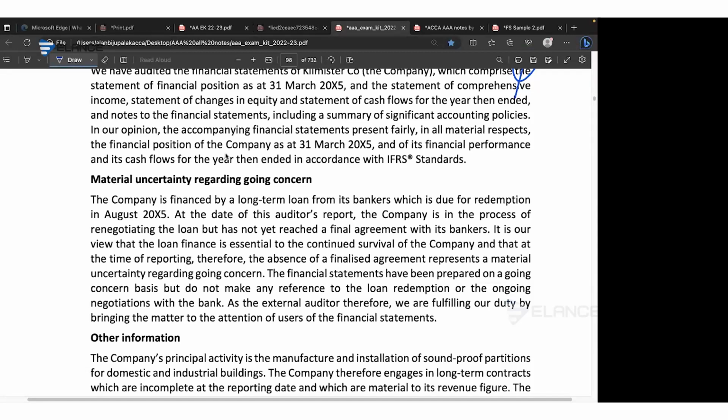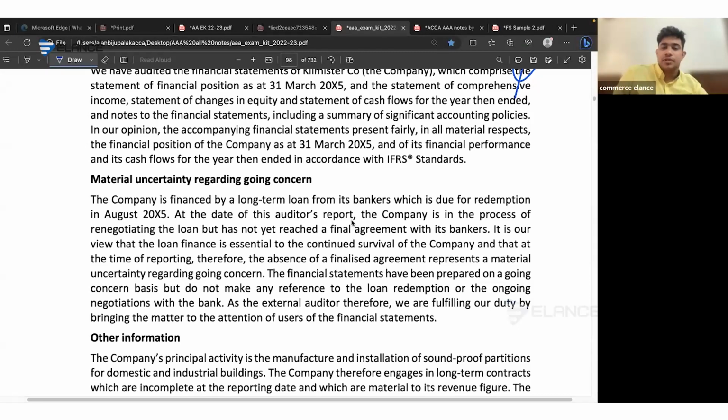No. They have clearly specified that at the date of the auditor's report, the company is in the process of renegotiating the loan, but has not reached a final agreement with the bankers. In our view, the loan finance is essential to the continued survival of the company at the time of reporting. Therefore, absence of a finalized agreement represents a material uncertainty relating to going concern. The financial statements have been prepared on a going concern basis, but do not make any reference to loan reduction or ongoing negotiations with the bank. As the external auditor, therefore, we are fulfilling our duty by bringing the matter to the attention of users of financial statements.